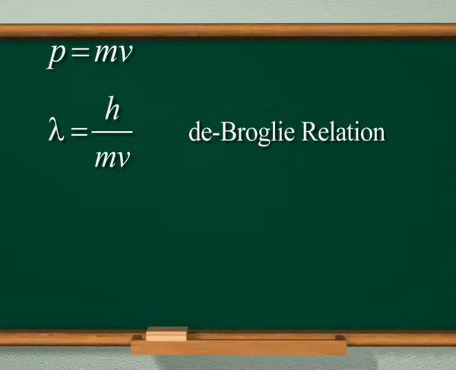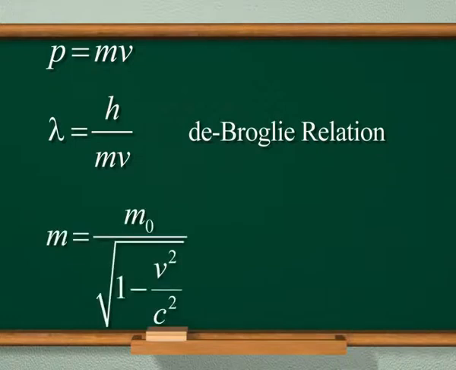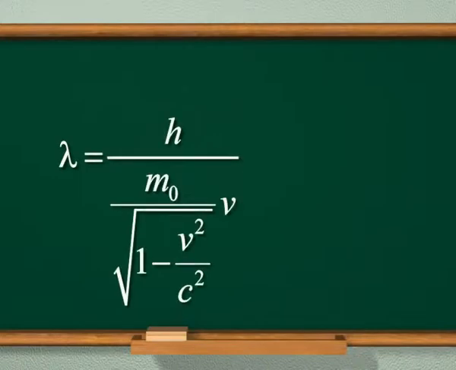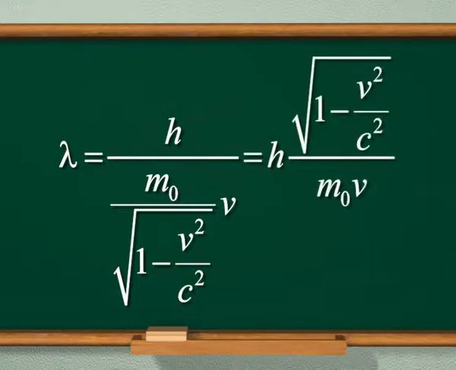If the velocity of the particle is comparable to the velocity of light, then mass of the particle is given by m = m₀/√(1 − v²/c²). Substituting for the mass m of the particle in the formula for λ, we get λ = h / (m₀/√(1 − v²/c²) × v), which is equal to h√(1 − v²/c²) / (m₀v).